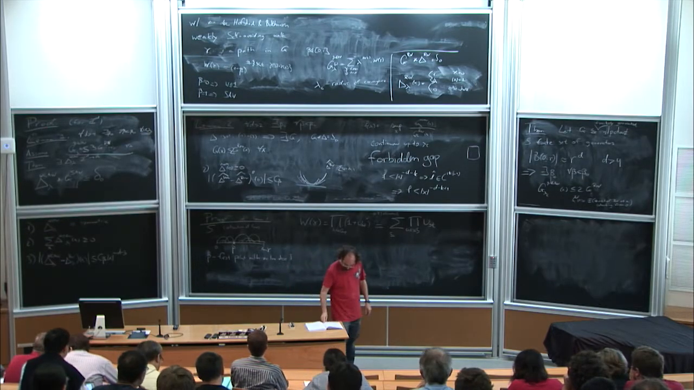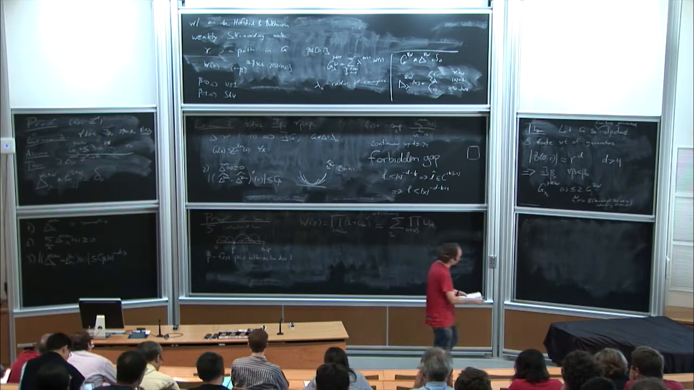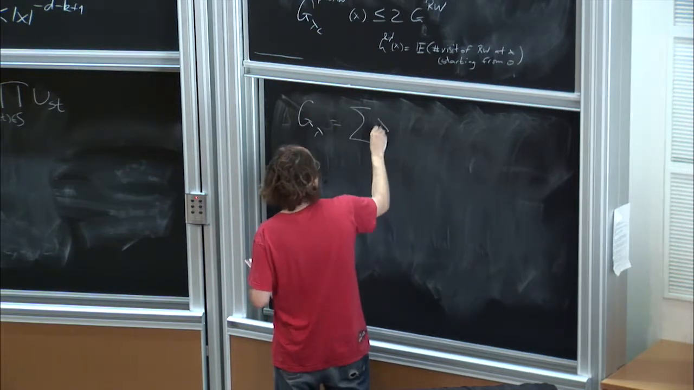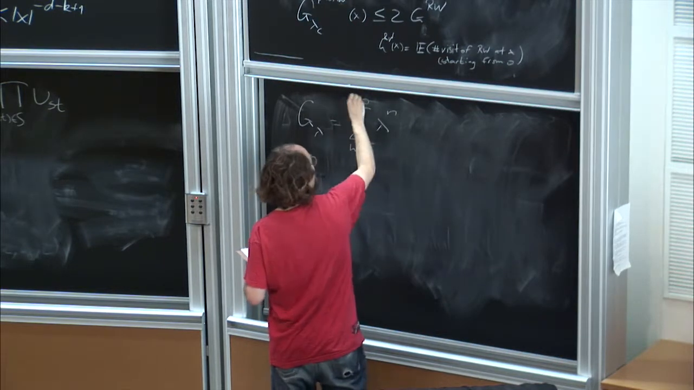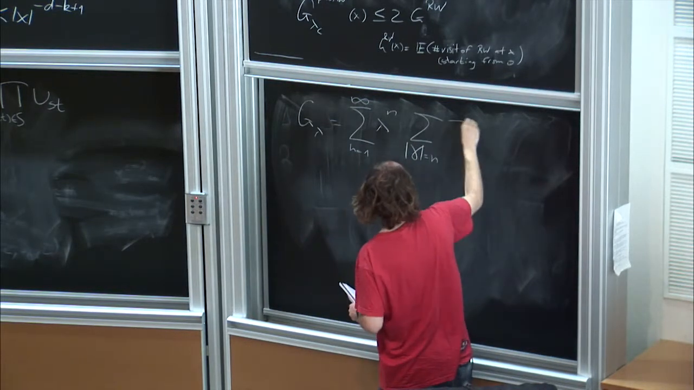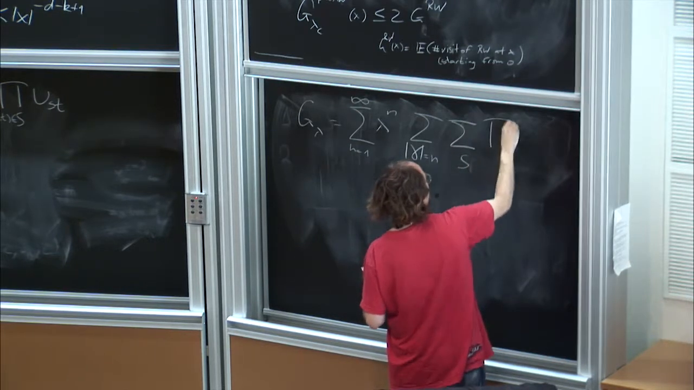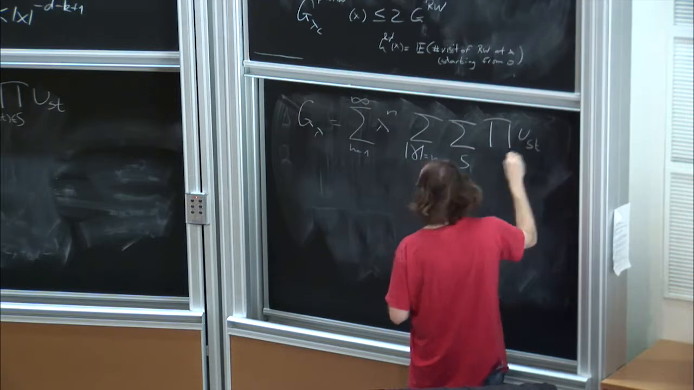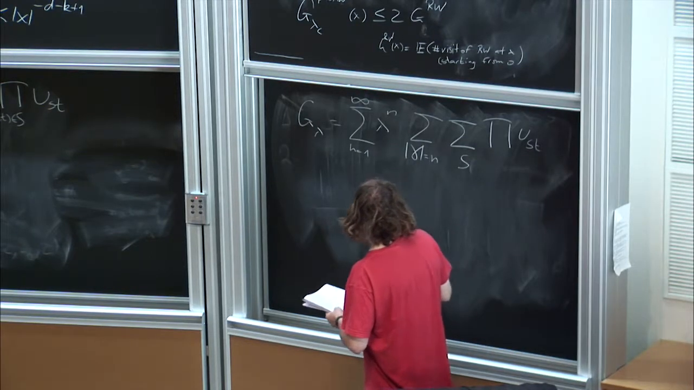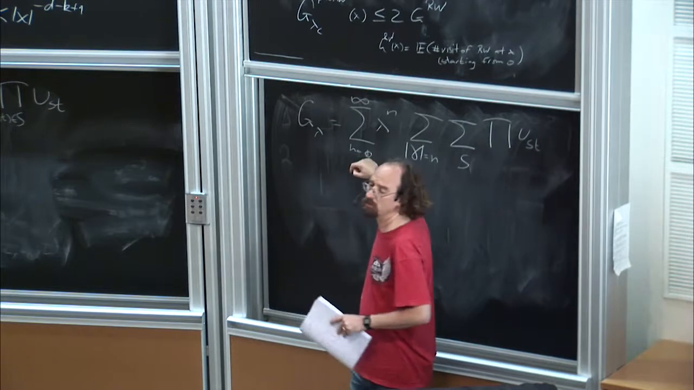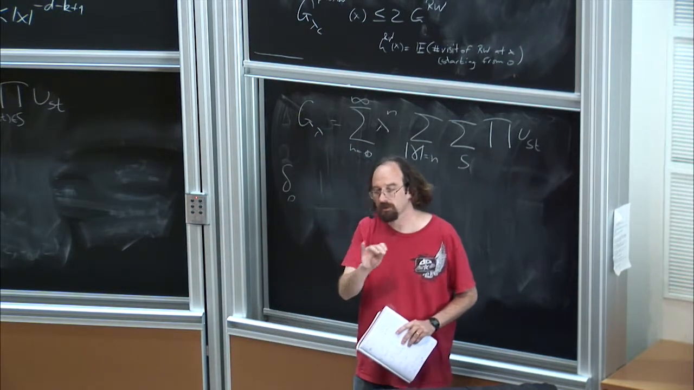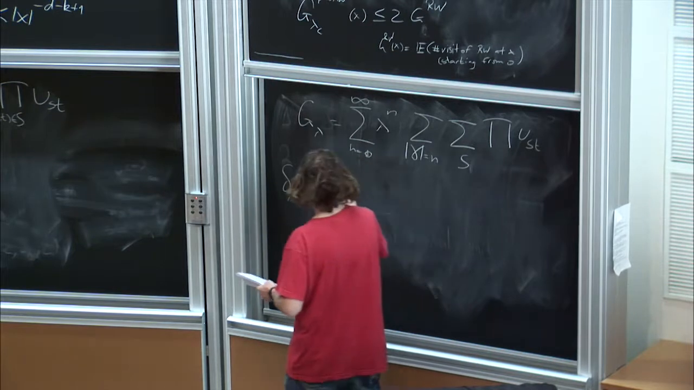Now let's open everything up. So what is G lambda? It's the sum of lambda to the n, and then the sum over all gamma with length n, and then the sum over all s of this product. Now, n equal to zero is special. Let's put it aside. This just gives you the indicator at zero.